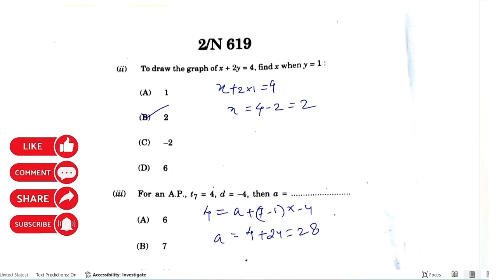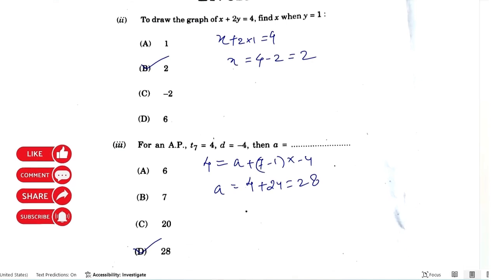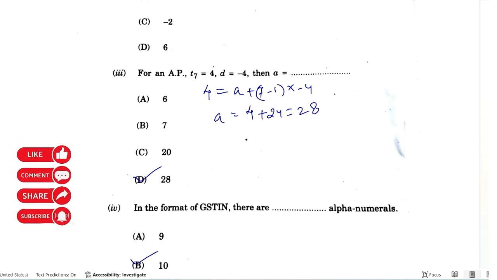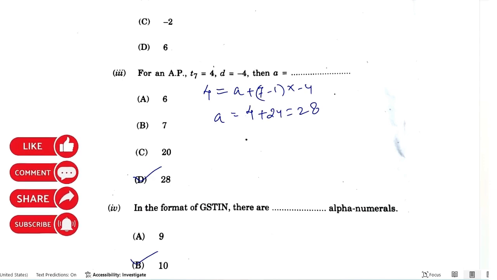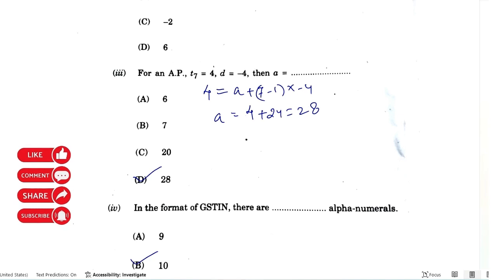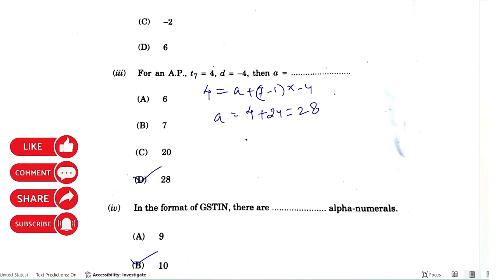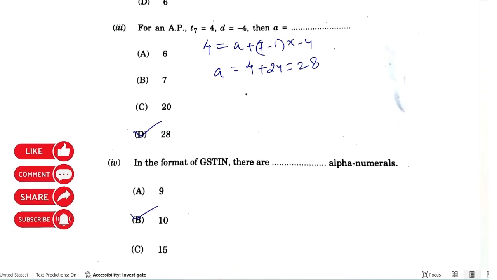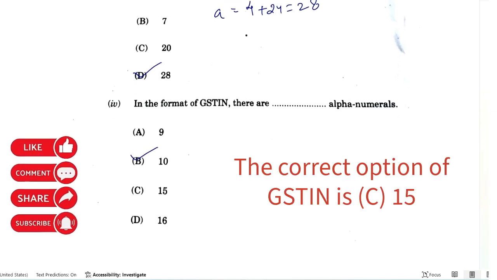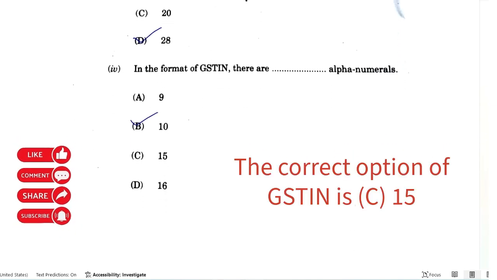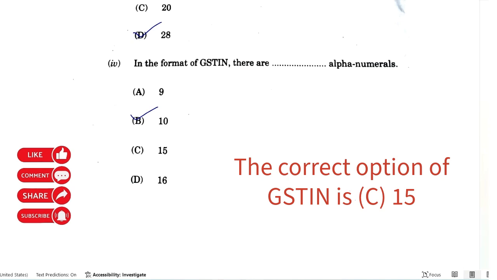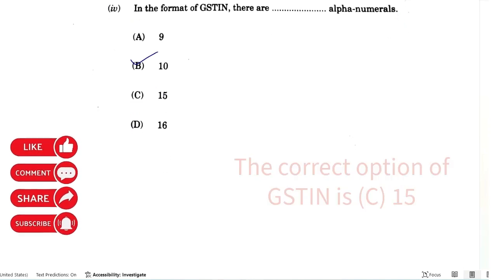For the third one, it is based on AP. T7 equal to 4. Common difference minus 4 is given. So simply substitute these values and you will get A is equal to 4 plus 24, which is 28. So the option D is correct. Now in the format of GSTIN, there are 10 alphanumerals. This question actually has been repeated in the past years also. This question had come.